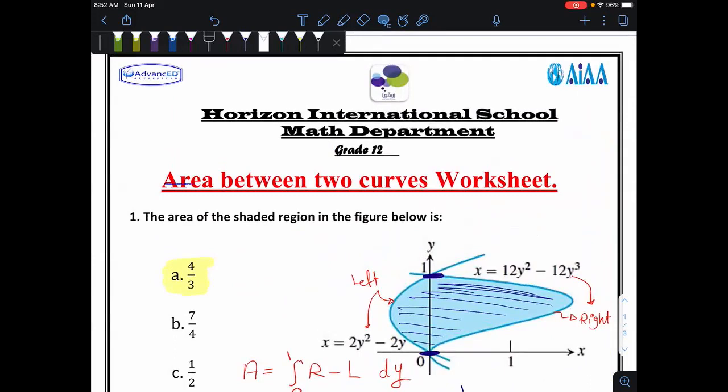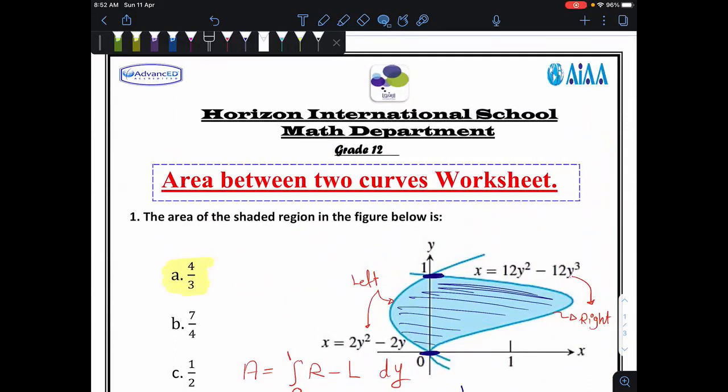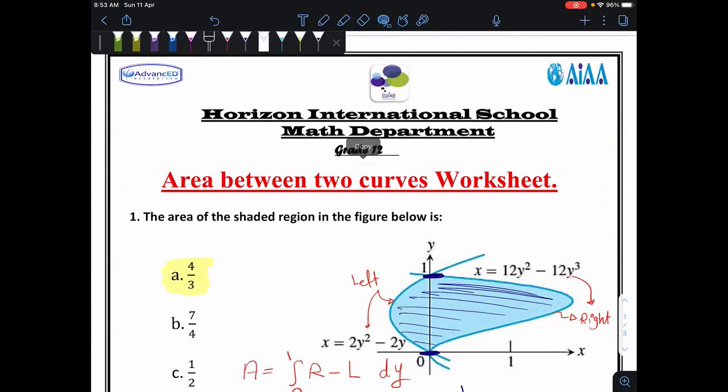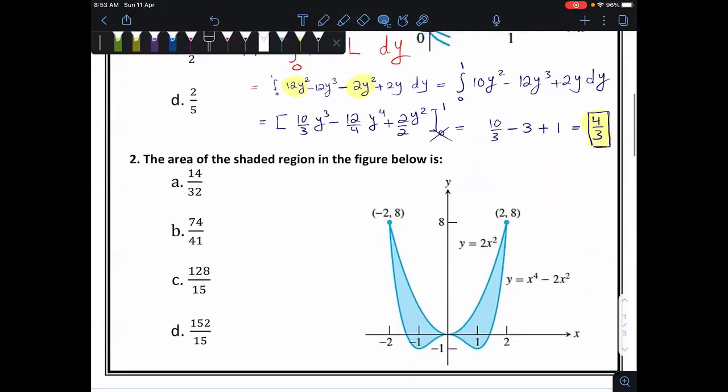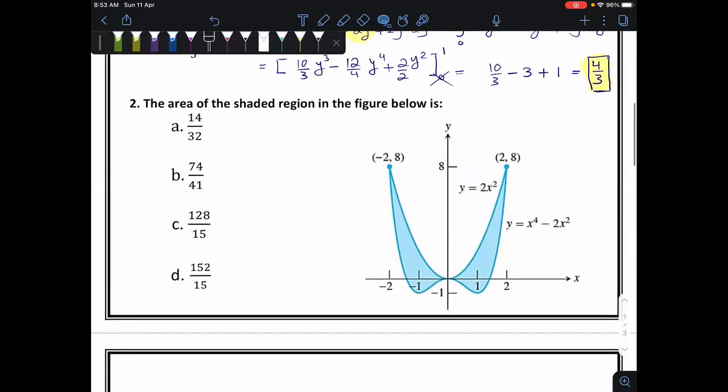Area, we will revise area between two curves. Okay, mister. And also we will revise partial fraction decomposition. We will take 2 questions from each topic like this to cover the whole ideas in the final test. The area of the shaded region in the figure below.